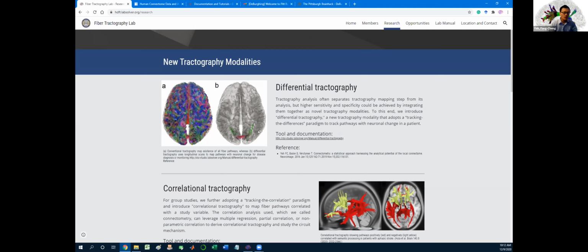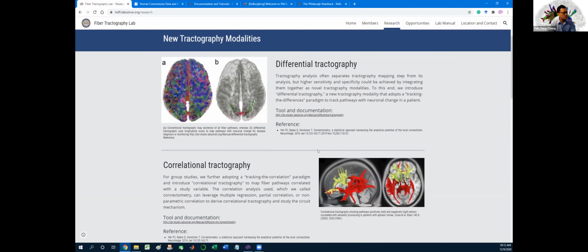So instead of finding all the tracks together and then analyzing later, we can target the difference directly. Following the same paradigm, we can also do something called correlational tractography. Say we have a study variable, and you want to know which pathway is correlated with something, a behavior score, a group difference, or any kind of scale. Then we can track correlations directly, instead of finding tracks first and then studying correlation later.